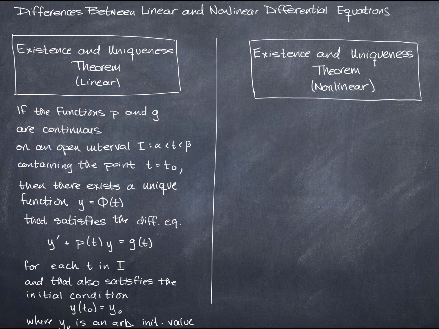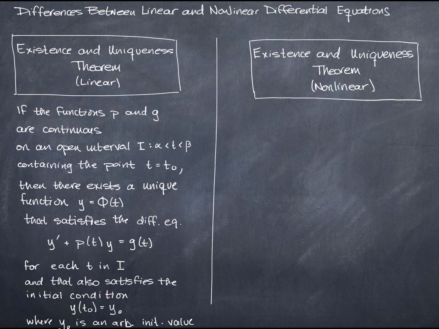If those conditions are met, then we can find a unique function y equals phi of t that will satisfy this. In other words, that will satisfy this differential equation. In other words, this equation here will be a solution to this differential equation. And that will be the case for every t in the interval I, right? Every t between alpha and beta.